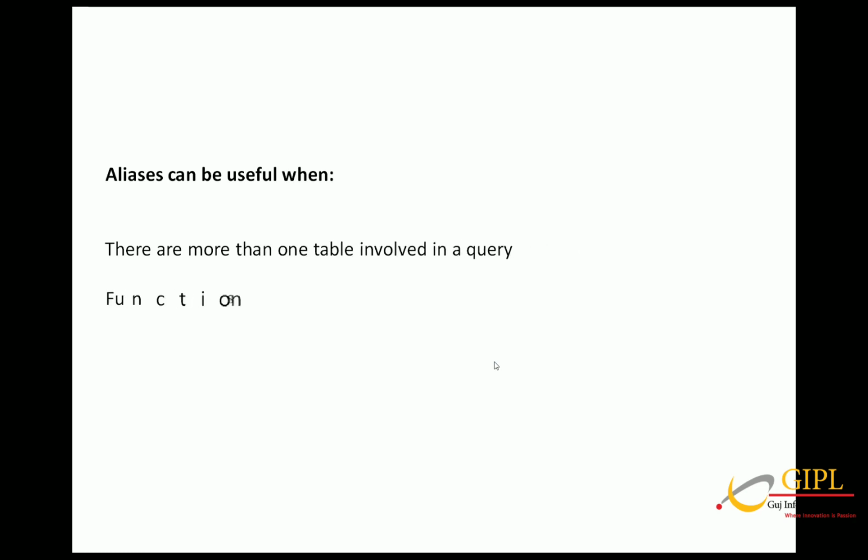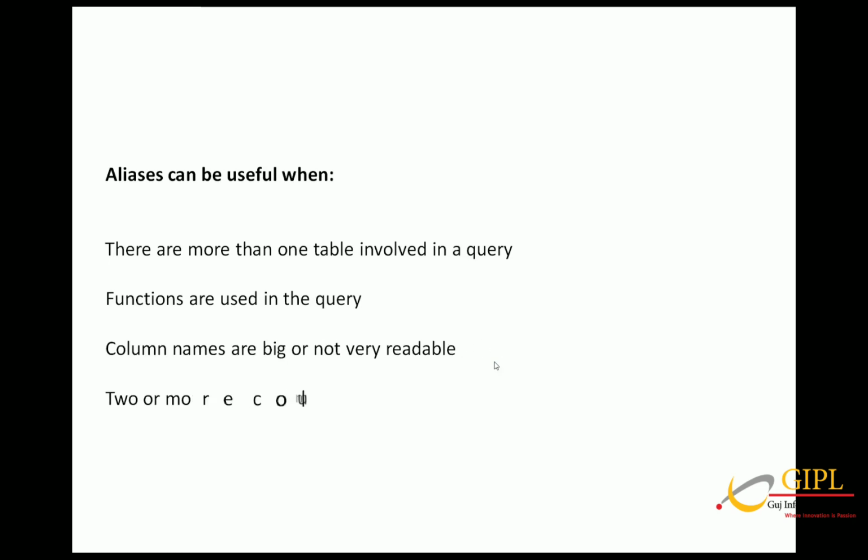Aliases can be useful when there is more than one table involved in a query, when functions are used in a query, when column names are big or not very readable, or when two or more columns are combined together.